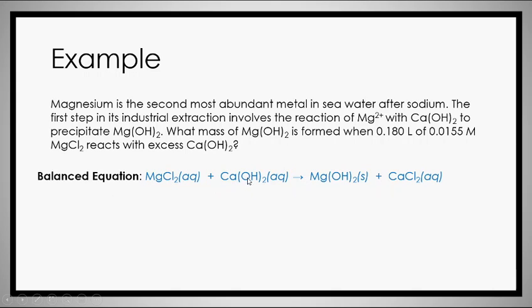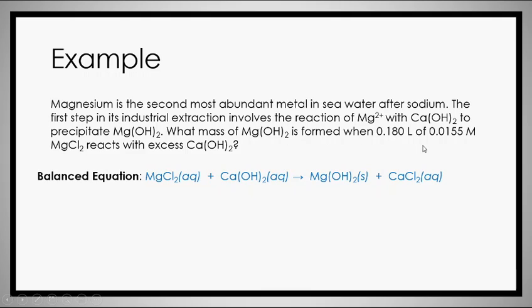Magnesium chloride plus calcium hydroxide to produce magnesium hydroxide solid plus calcium chloride. And so we are asking about the mass of magnesium hydroxide. We're given information about magnesium chloride. So the relationship between our magnesium chloride and our magnesium hydroxide just happens to be a 1-to-1 relationship. But this is moles. So now we need to figure out how to get this information into moles.